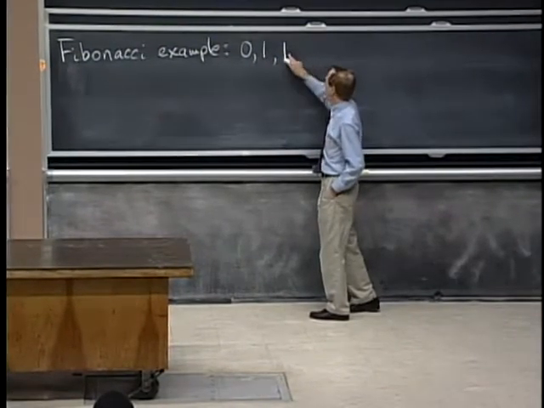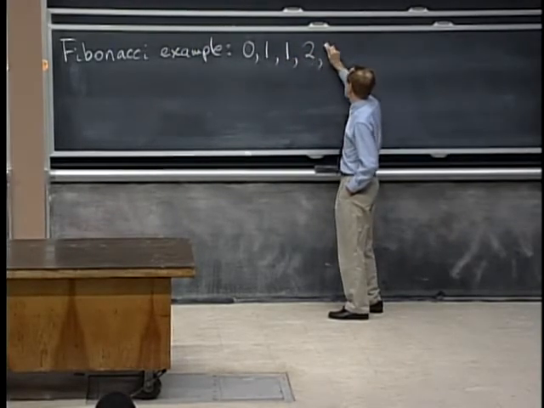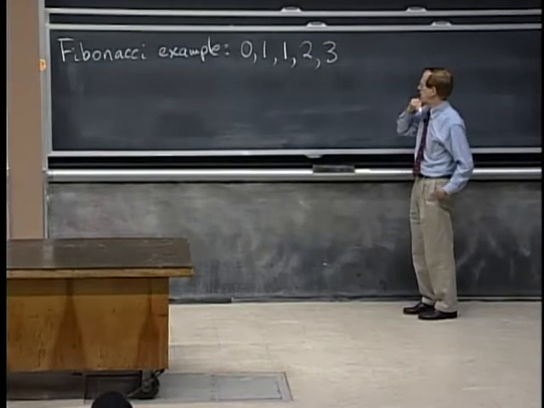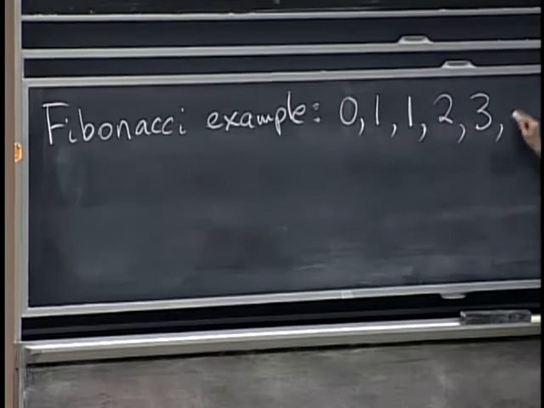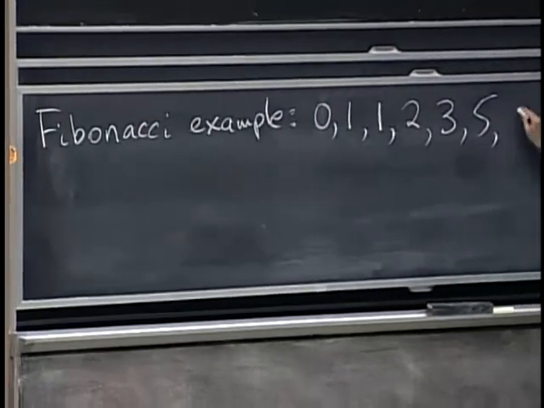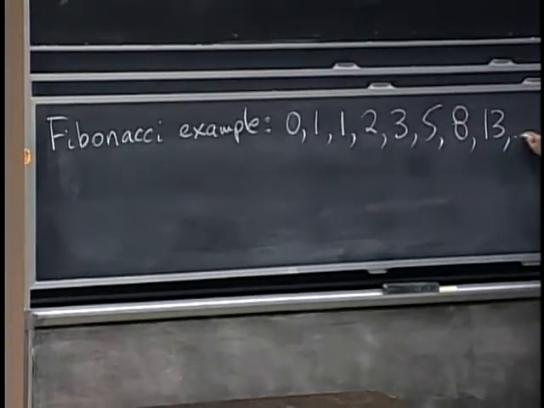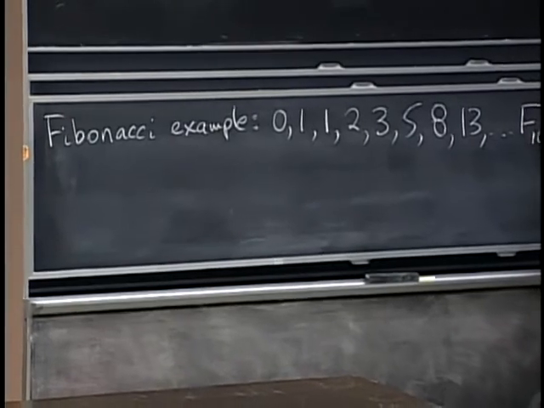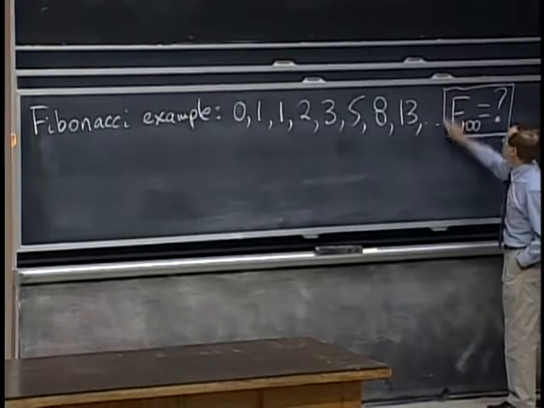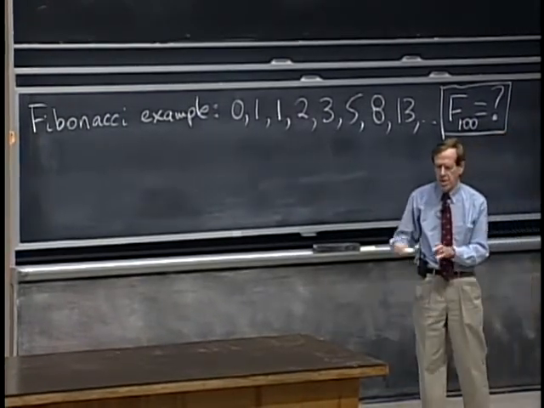The next one is the sum of those, so it's 2. The next one is the sum of those, so it's 3. Well, it looks like 1, 2, 3, 4, 5, but somehow it's not going to go that way. The next one is 5, right, 2 and 3 makes 5. The next one is 8. The next one is 13. And the 100th Fibonacci number is what? That's my question. How could I get a formula for the 100th number?